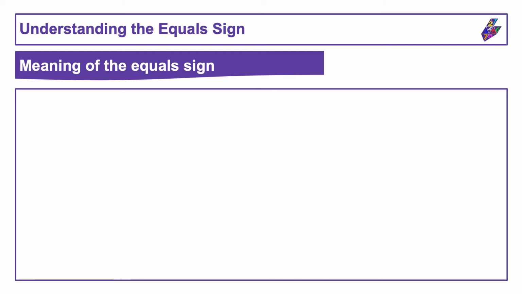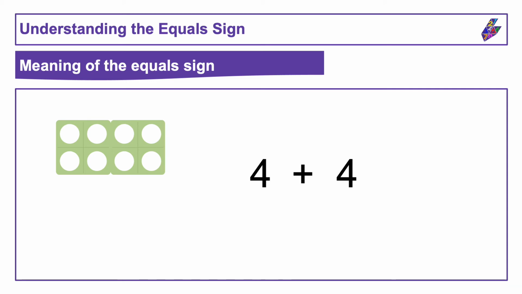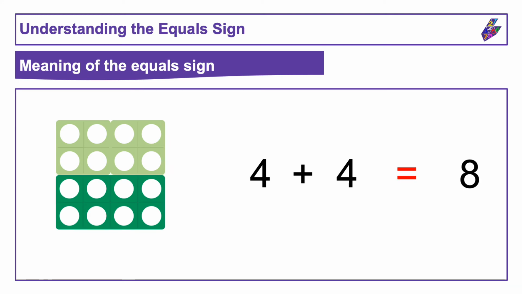If I have one shape that has a value of 4, plus another shape that also has a value of 4, the total value of the two shapes is equal to 8. The left side of our equation has a total value of 8, and we've shown this by writing 4 plus 4. The right side of our equation has a total value of 8, and we've shown this by just writing an 8. Here we've started with two parts, 4 and 4, and we've composed the whole, in this case 8.